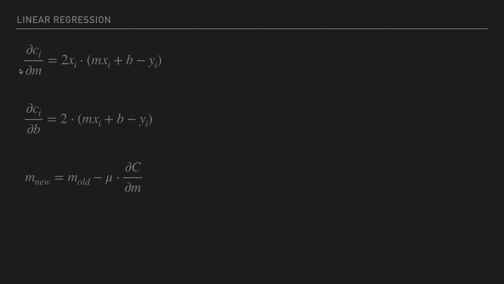It's just adding all of them together. So same thing for b. The new b value will be the old b value minus a fraction of the derivative of the cost function with respect to b. Great. So now what are we going to do?